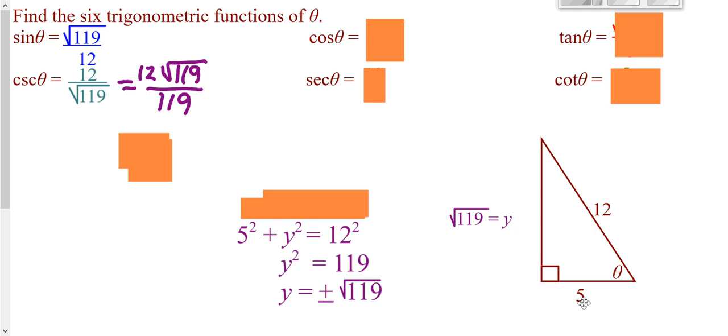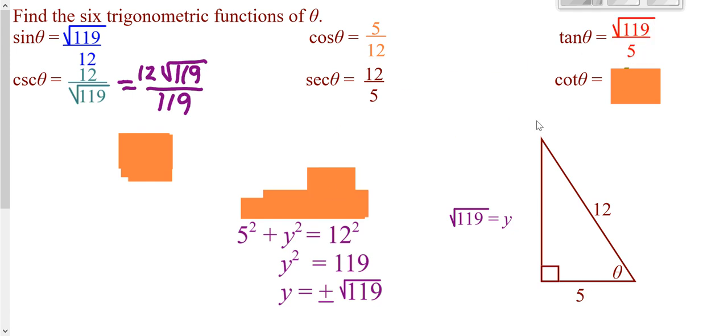Cosine is adjacent, which is our 5, because that's next to our angle, over our hypotenuse. So secant, notice it begins with an S, goes to the reciprocal that begins with a C, is the reciprocal. So we've got to flip that upside down. And then we have tangent. Tangent is opposite, which is our root 119, over our adjacent of 5. And then our cotangent is the reciprocal of tangent. So I just have to flip that upside down. And then once again, you'd want to multiply by root 119 over root 119. So we would get 5 square root of 119 over 119.